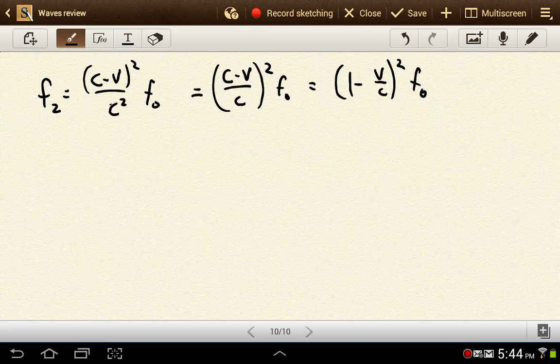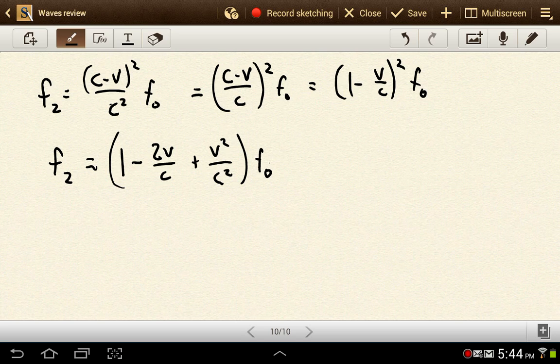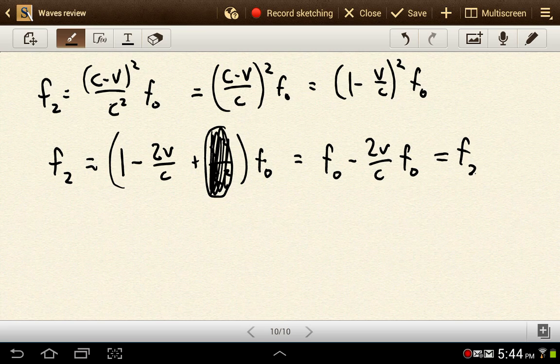Okay, so F2 equals 1 minus 2V over C, plus V squared over C squared, times F naught. And the V squared over C squared is super tiny compared to the rest of these terms. And so F2 is going to equal F naught minus 2V over C times F naught. And that equals F2. I'm just trying to bring this full circle. And so what I'm going to do is take this and subtract out.